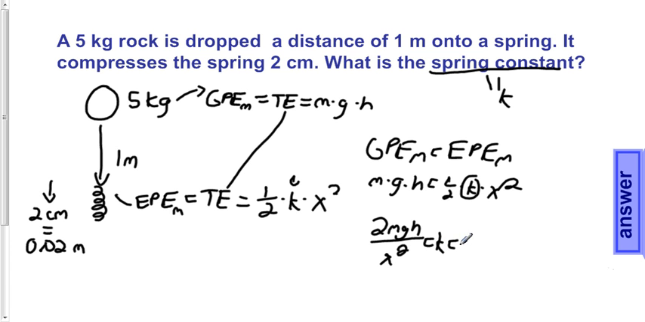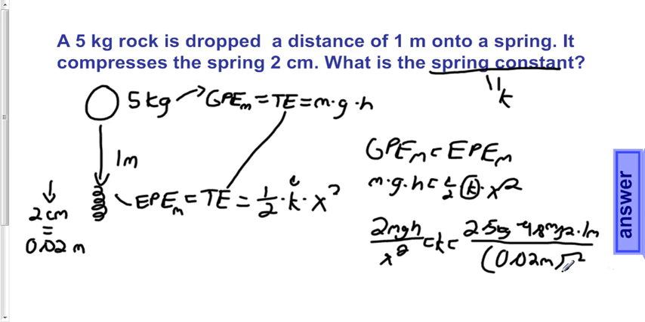And when the values are substituted, you get 2 times 5 kilograms times 9.8 meters per second squared times 1 meter over 0.02 meters squared is equal to 245,000 newtons per meter. And this is our answer.